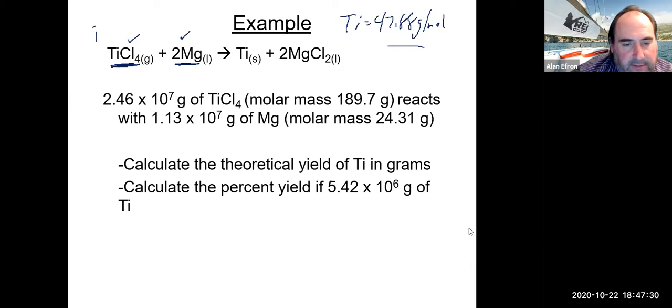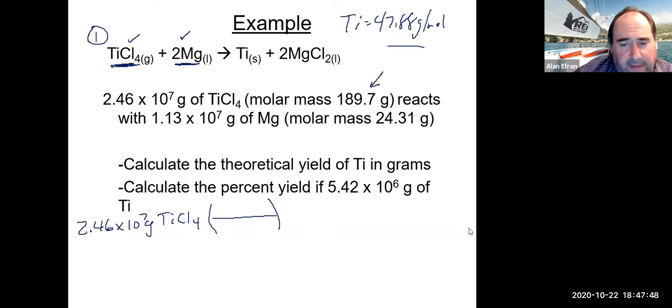We want to make sure the equation is balanced, which I believe it is. We then want to take what they gave us and convert them into moles. So they gave us 2.46 times 10 to the 7 grams of TiCl4. They were nice enough to give us the molar mass. Again, if they didn't give us the molar mass, we would get that from the periodic table. That's 189.7 grams per mole here. And that gave us something like 1.3 times 10 to the 5 moles of our TiCl4.